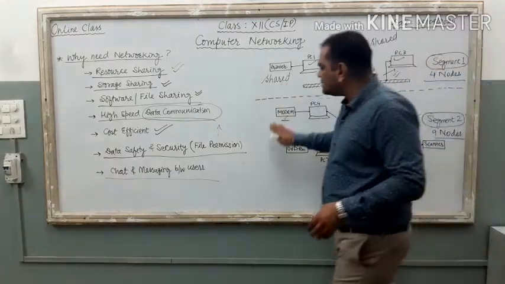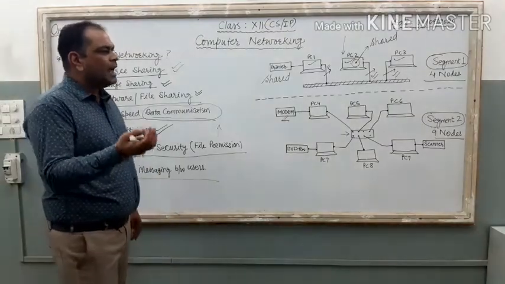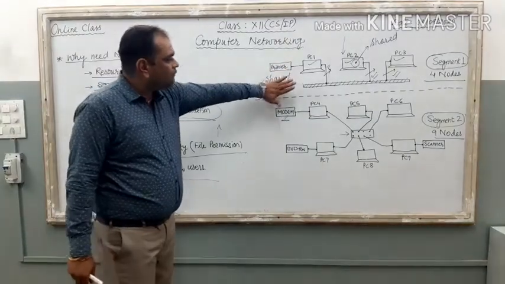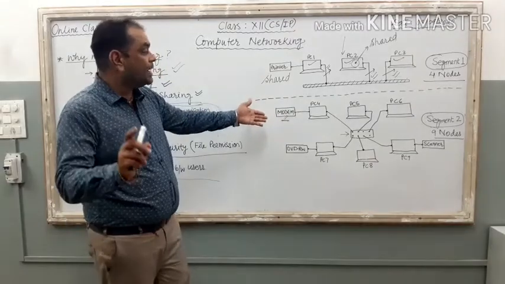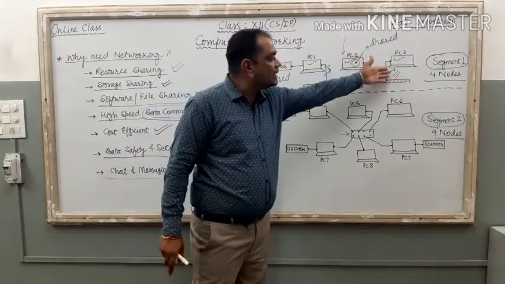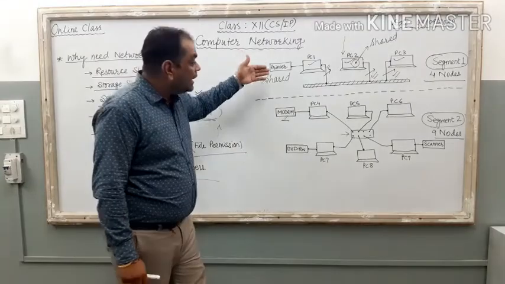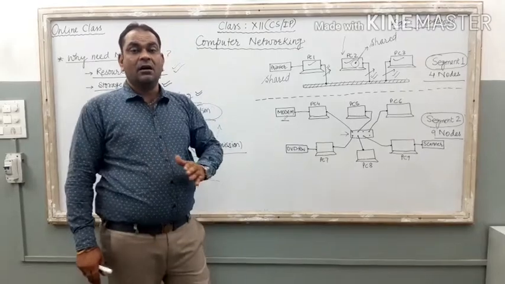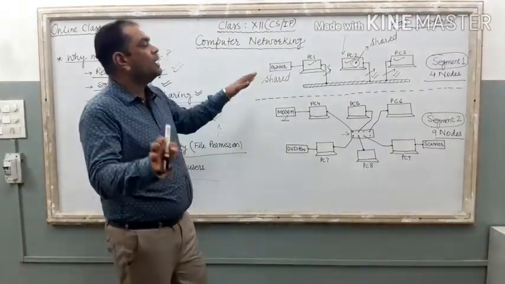Right? Now come to these 2 diagrams again. We are going to understand some networking related terms. Just see, 2 different diagrams are there, and both diagrams are separated with this dash line. In the first diagram, 3 computers are there and 1 printer is there. Now, each and every computing device that is connected in a network is called a node. N-O-D-E, node. So how many nodes are there?